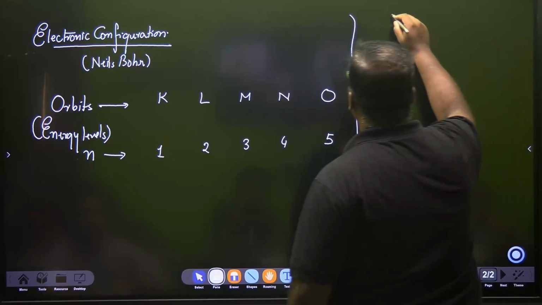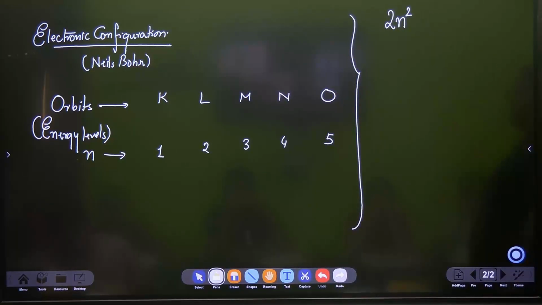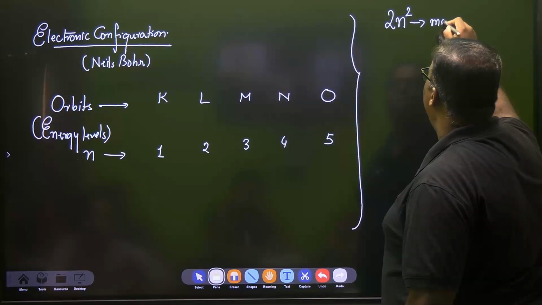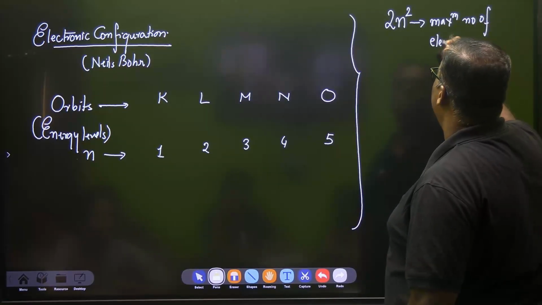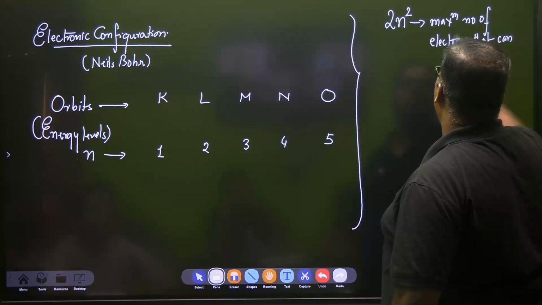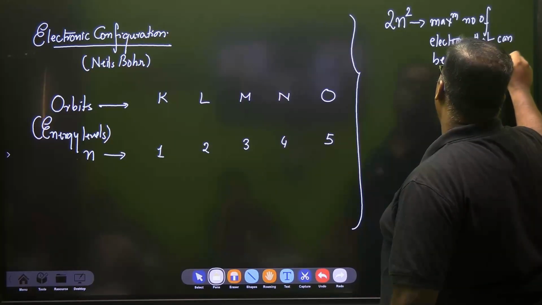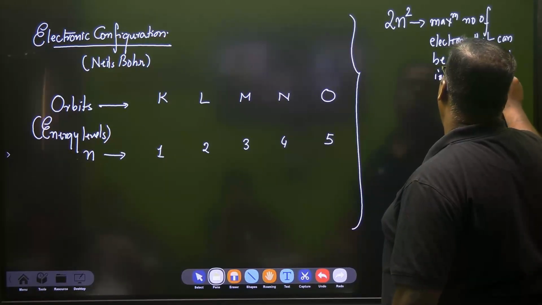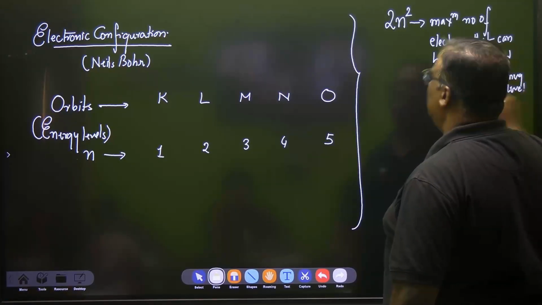So electrons are filled up using the formula 2n square. What does 2n square mean? 2n square will tell you the maximum number of electrons that can be accommodated in an orbit or energy level. Many people will call them shells also.